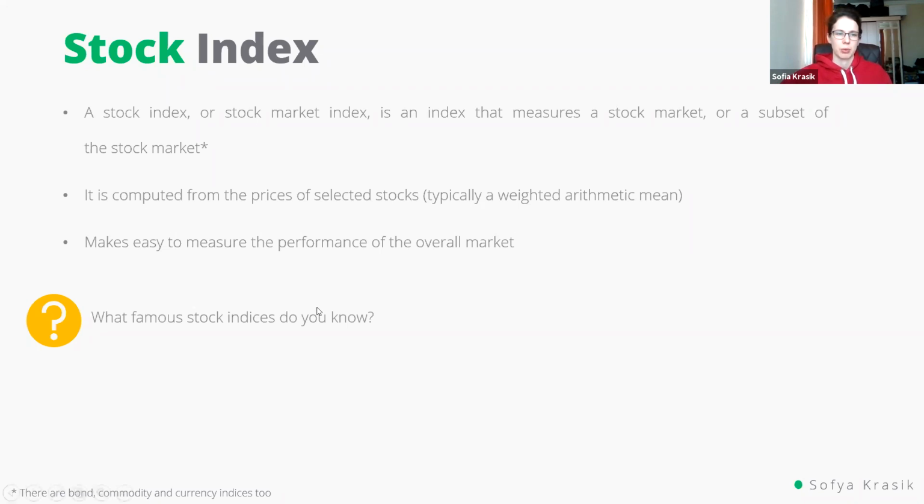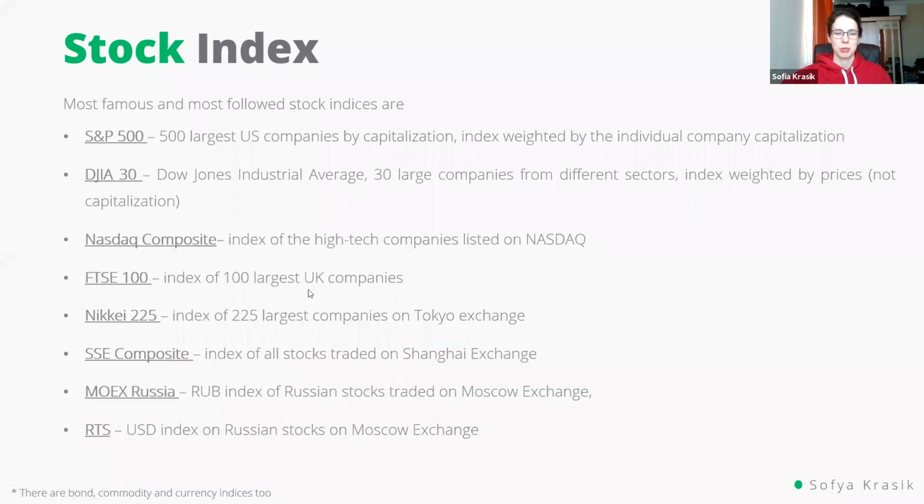Yes, we will. There is the index of Moscow Exchange as well. And here you probably see all those indexes that you just mentioned.